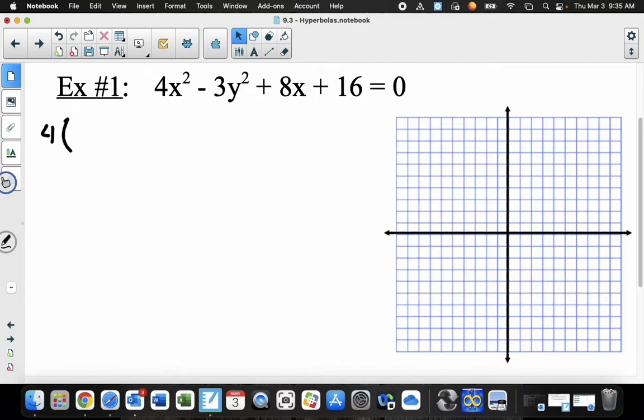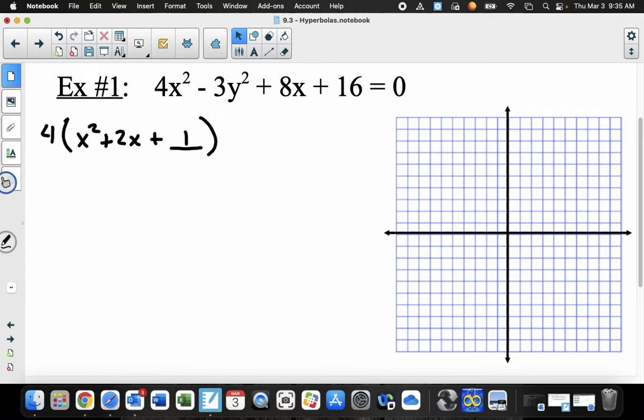Take the 4 out. That leaves us with x squared plus 2x, and then plus 1 to complete the square on the x's. What about the y's? Don't overthink this one. We don't even need to take out anything. There's no other y to complete the square, so we're not going to complete the square with the y's.